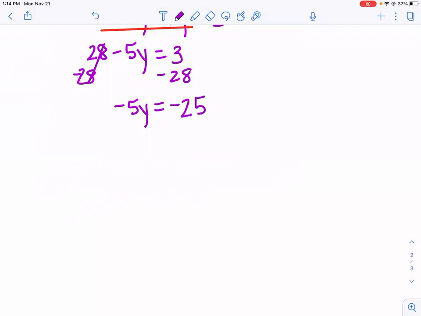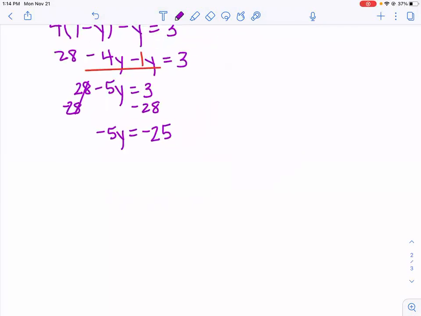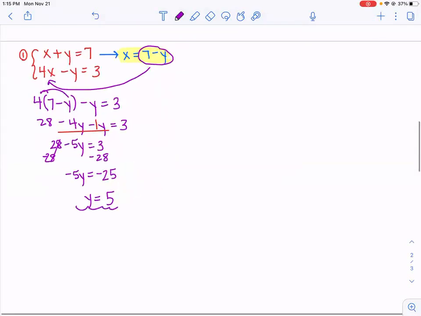Ooh, that's nice. Seth, what does y equal? If negative 5y equals negative... I also disagree. I believe it is y equals 5. Okay, are you okay with y being positive 5?